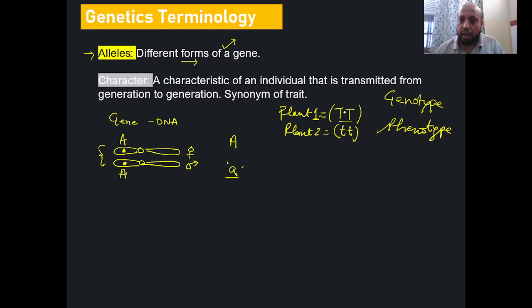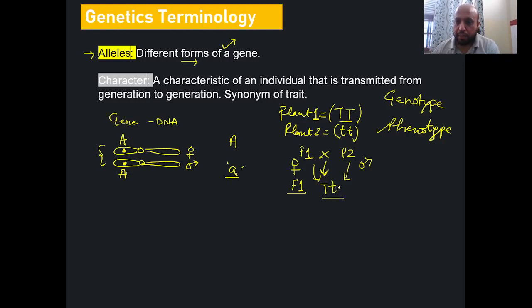Now if these two plants, let's say plant 1 and plant 2, are crossed, the next generation which comes is called the first filial generation. This progeny, or offspring, will receive one chromosome from this and one chromosome from this. We can define this as a female plant or a male plant over there. So this offspring will receive a capital T and a small t over here.